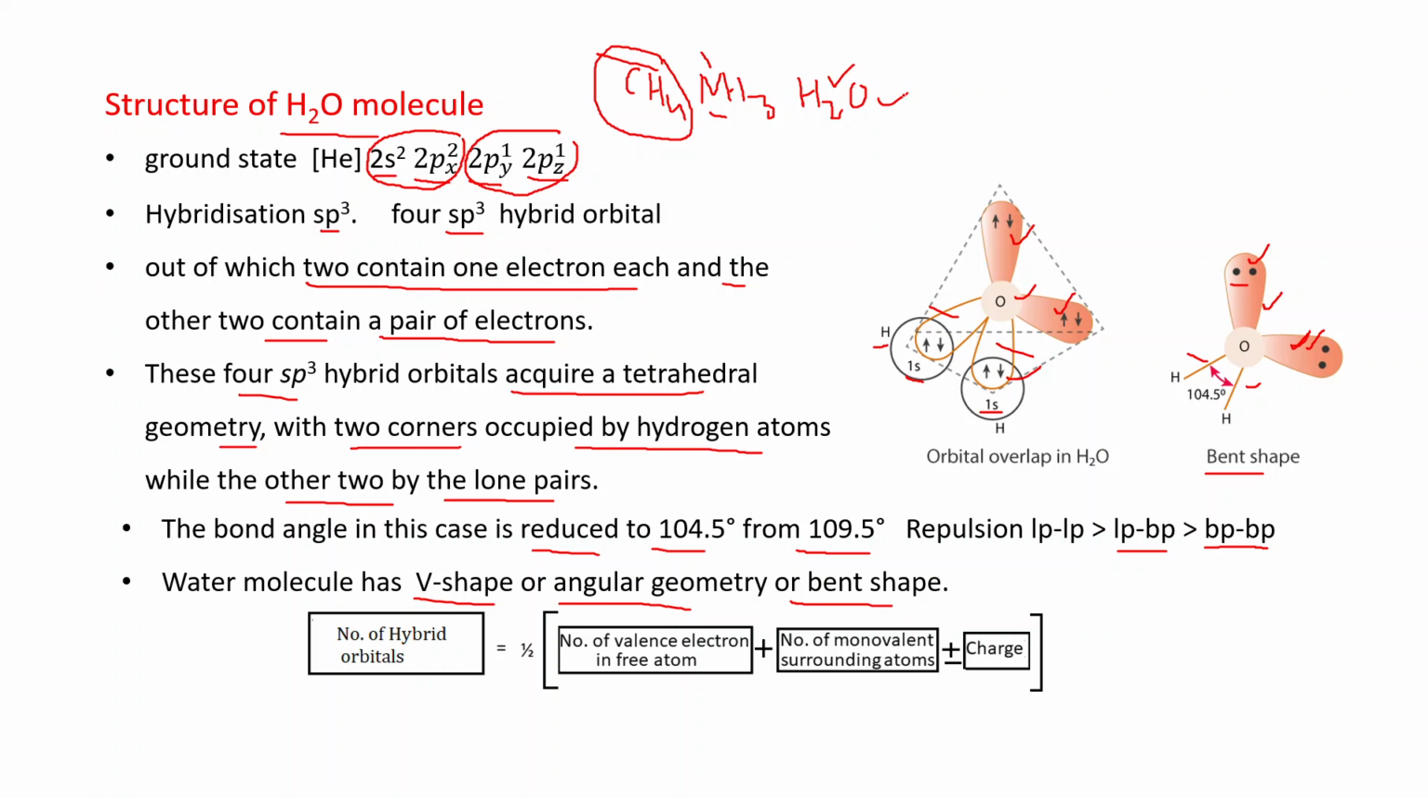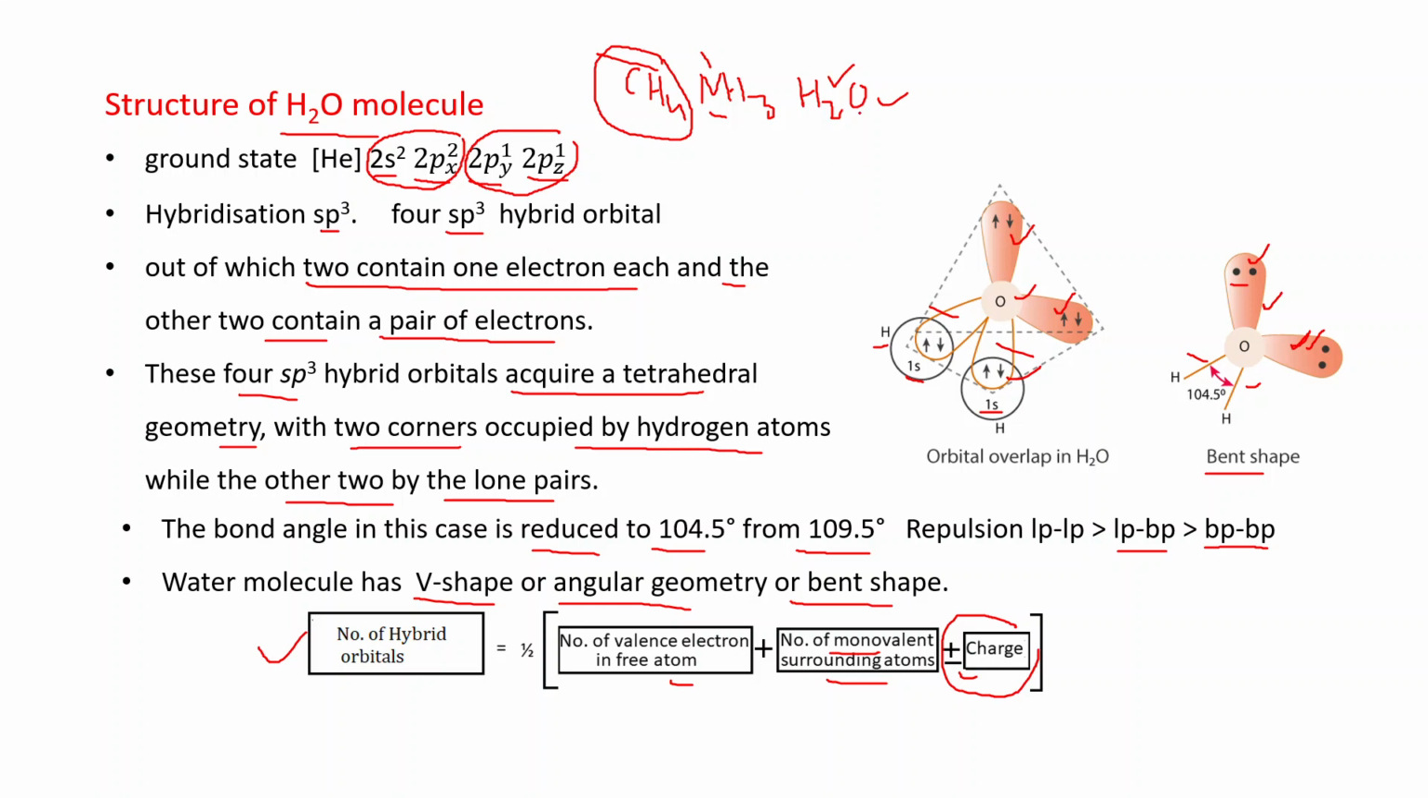Now the question arises, how can we find out the hybridization, the hybrid state, of the central atom? For this we have a formula that we already discussed. The number of hybrid orbitals is equal to half of the number of valence electrons in the free atom plus the number of monovalent surrounding atoms plus or minus charge. Now all these three are neutral, so the charge term is not required.